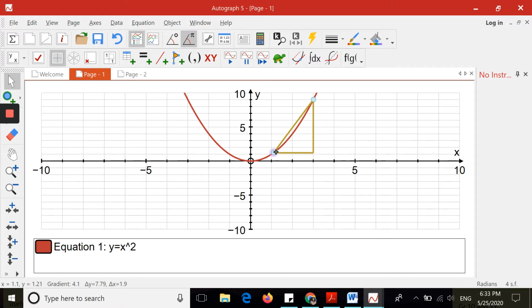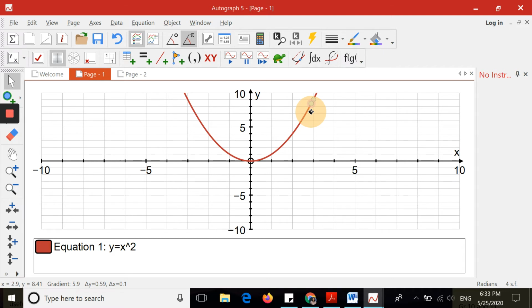So what I want you to observe is when I move this point 1, 1 towards 3, 9, check what is happening to the gradient. So what is happening here? As I move it closer and closer, now the gradient becomes 5.5. And now the gradient is 5.8. If I move it even closer, it's 5.9. And if I move it even closer, then it will be 5.91 or 5.92 or 5.93 or 5.999. So this is going to be very close.